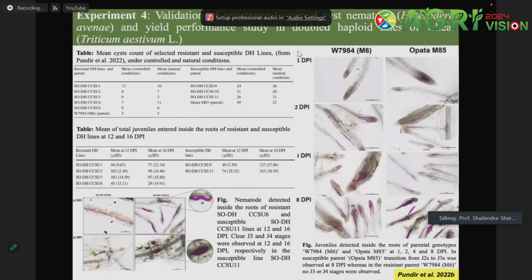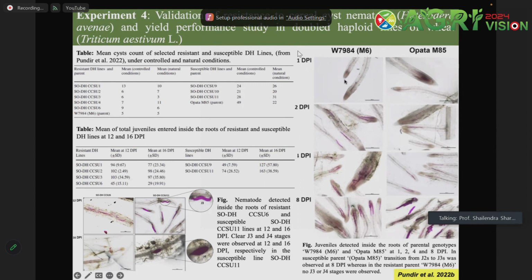This is another study, also conducted by Pundir et al., published in Genetic Resources and Crop Evolution. These pink threads are the stained nematodes. In order to confirm whether the infection in the root is successful or not, we stain the infected roots. After staining, it shows different stages. For example, this one is the resistant line M6, and this is the susceptible line Opata.